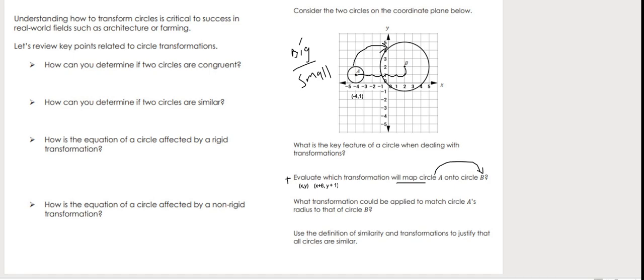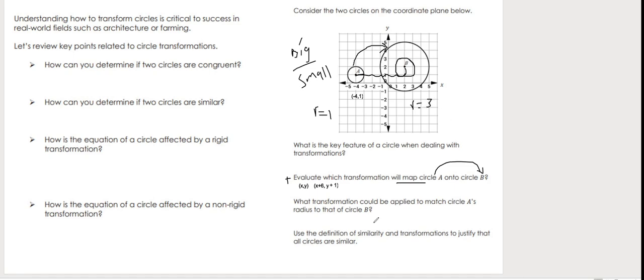Now that I have moved, this circle has moved over here, I'm not done yet, because what is it that's going to map it to be the same size as circle B? I need to dilate it. If you notice, the radius for circle A is equal to 1. In circle B, we have 1, 2, 3. So the radius for that one is 3.